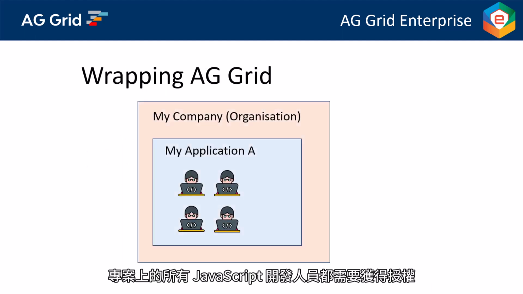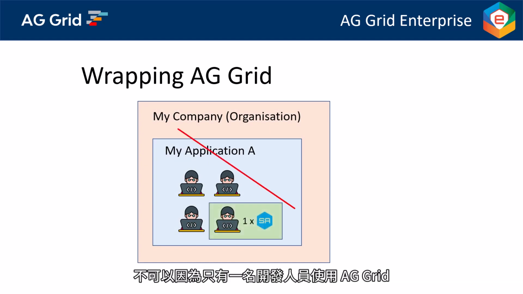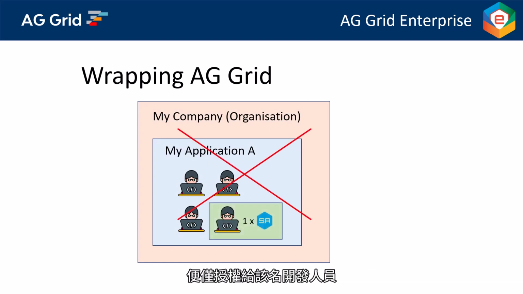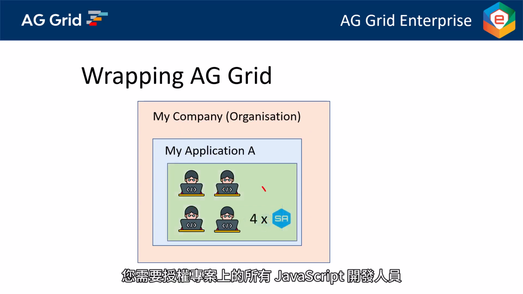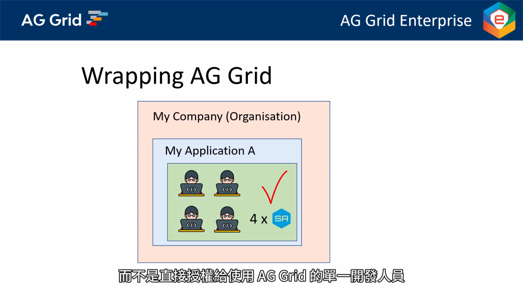All JavaScript developers on a project need to be covered by the license. It is not permissible to have just one developer work with HG Grid and only license that one developer. You will need to license all JavaScript developers on your project, not just ones working directly with HG Grid.